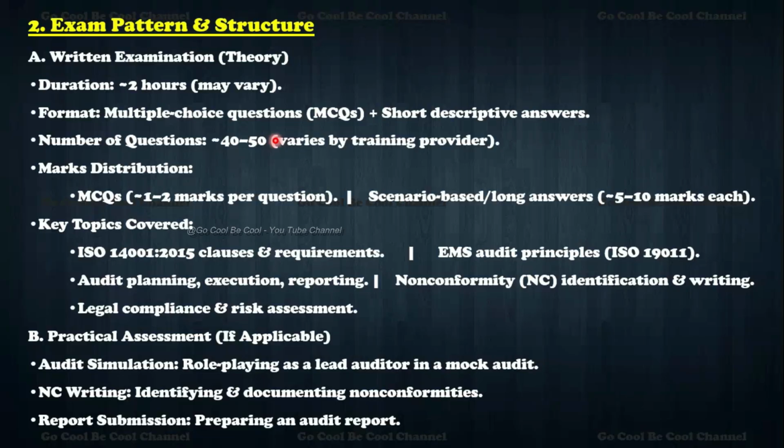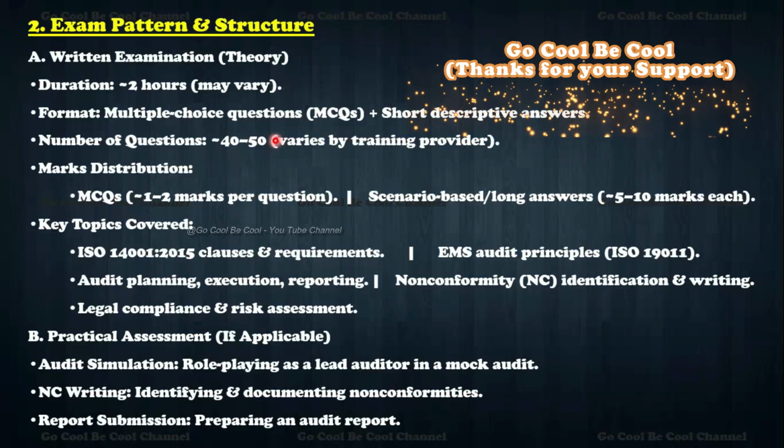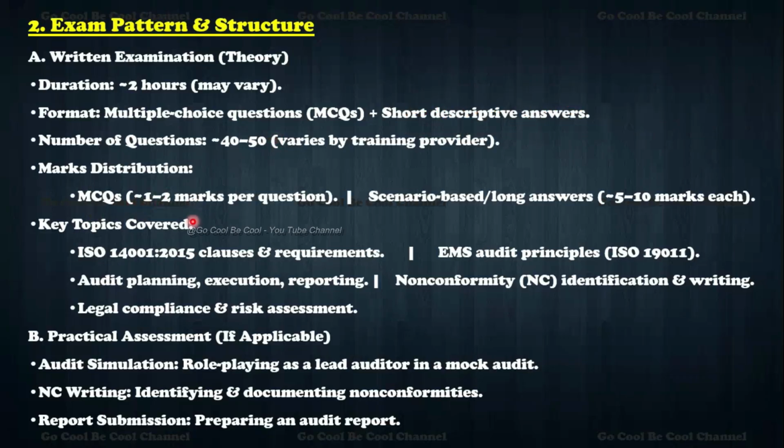Mainly, please understand, my dear friends, NC writing is also the same. We have a lot of procedures available. You have to pick why it is an NC, then mention the clause number, and then provide the objective evidence as well. Then the mark distribution: MCQ has 1 to 2 marks per question, and then scenario-based and long answers have 5 to 10 marks each.